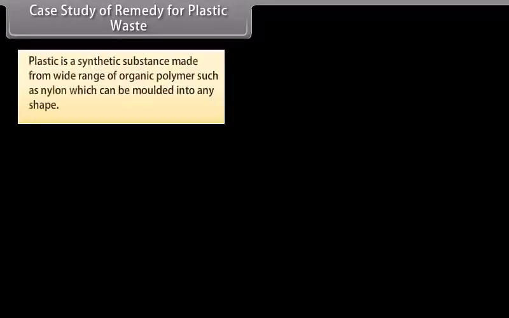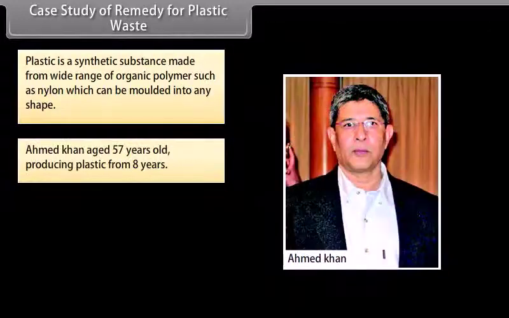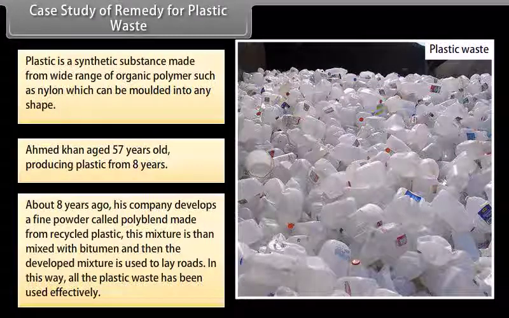Case study of remedy for plastic waste. Plastic is a synthetic substance made from a wide range of organic polymer, such as nylon, which can be molded into any shape. Ahmed Khan, aged 57 years old, producing plastic from 8 years. About 8 years ago, his company develops a fine powder called Polyblend made from recycled plastic. This mixture is then mixed with bitumen, and then the developed mixture is used to lay roads. In this way, all the plastic waste has been used effectively.